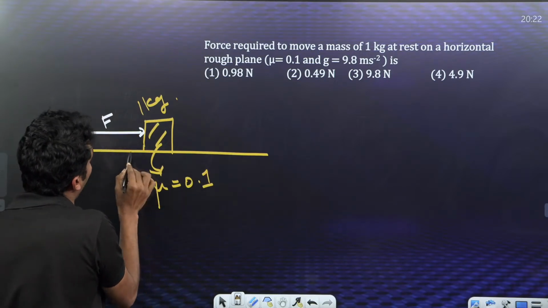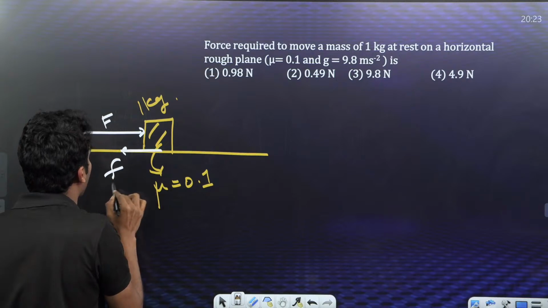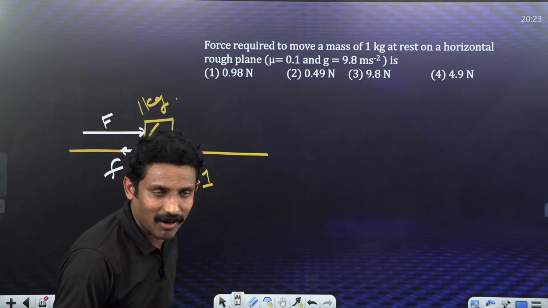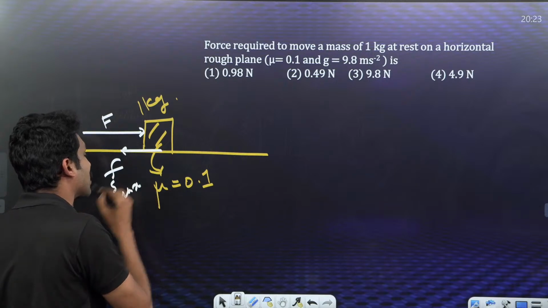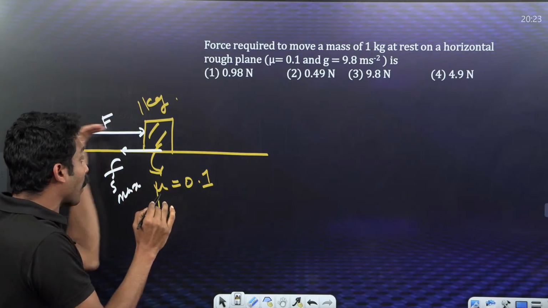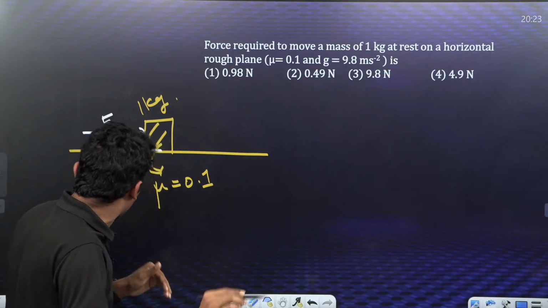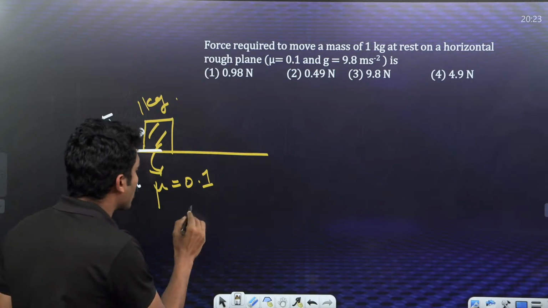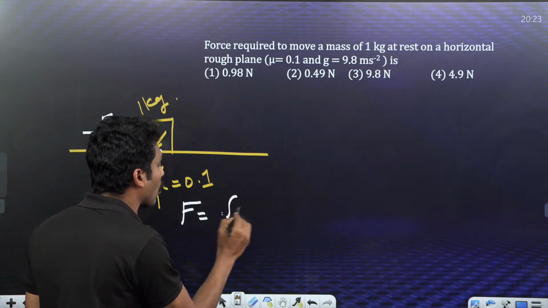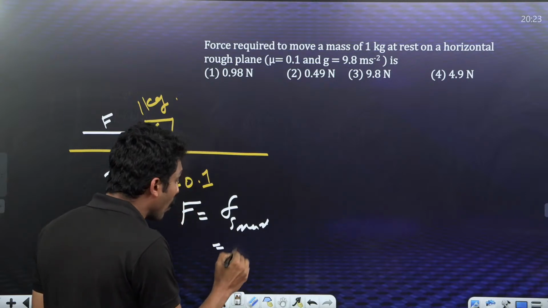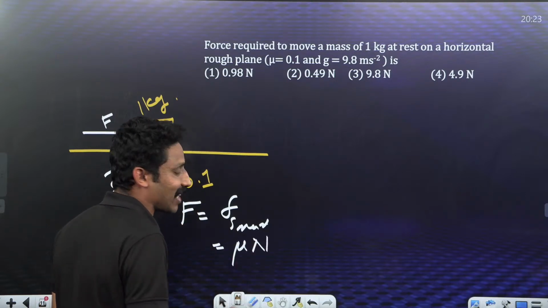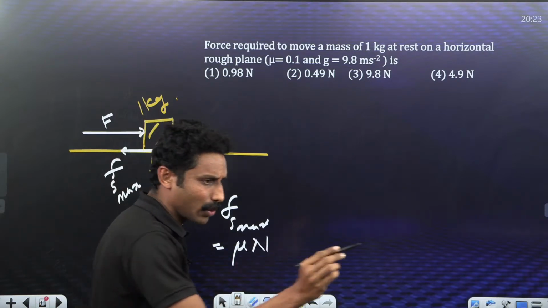This force should overcome this frictional force, the maximum limit of frictional force. What is the maximum limit of frictional force? It is Fs max. We have to apply a force which should overcome this Fs max. So the answer here is F is equal to Fs max, and Fs max is mu s into normal reaction.